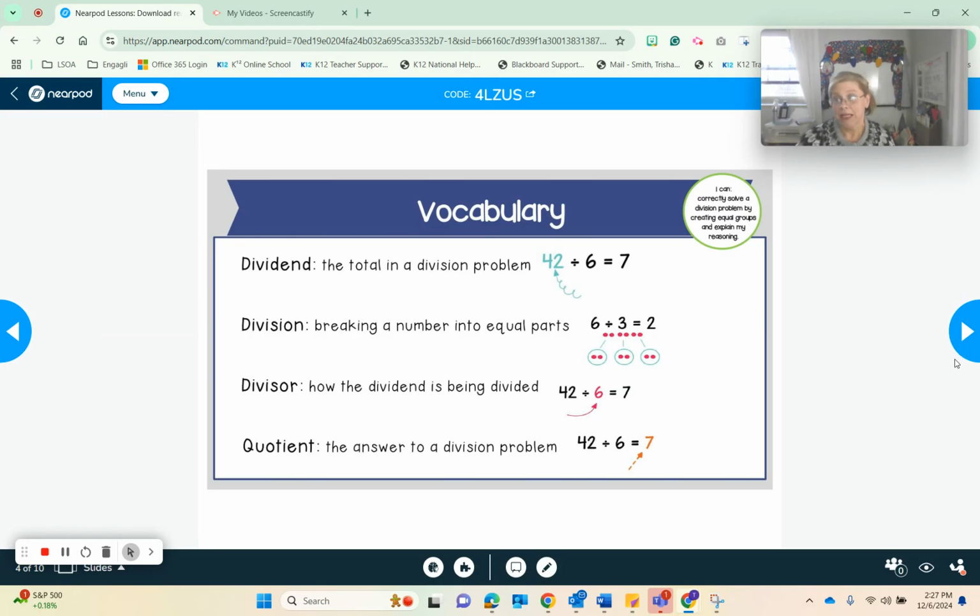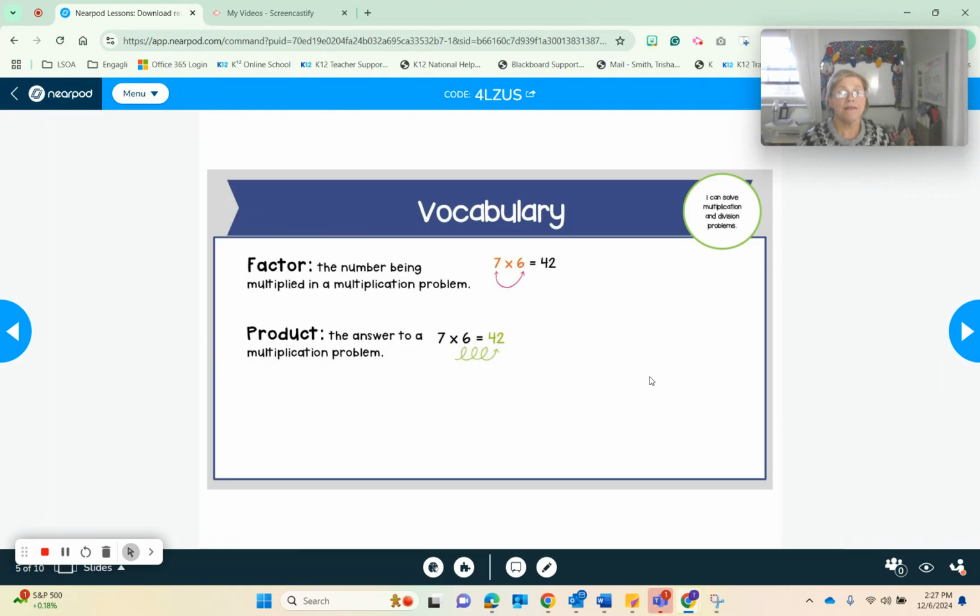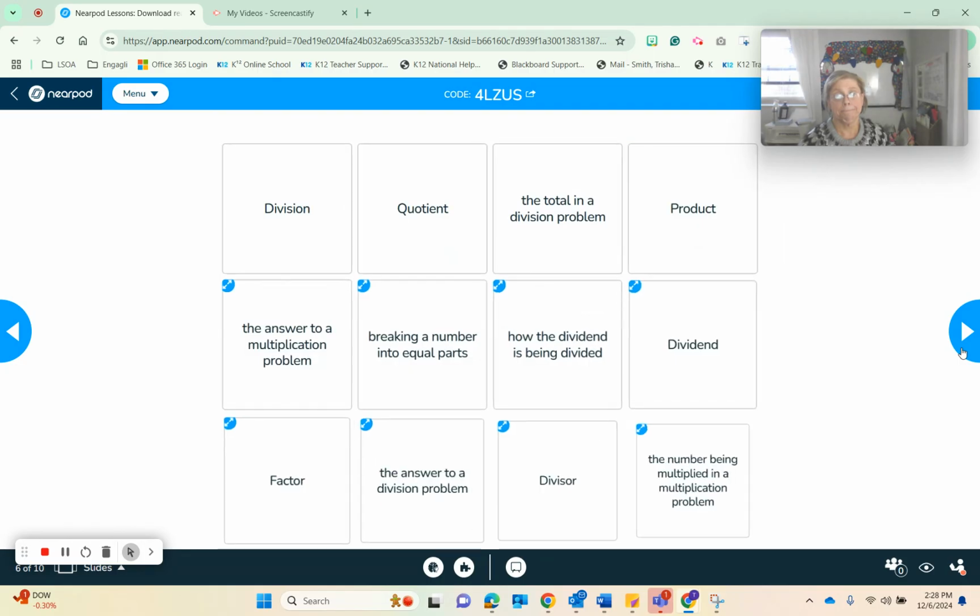We have some vocabulary words we need to quickly go over. First, dividend, the total amount in a division problem. Division is simply breaking down a number into equal parts or groups. Divisor, how the dividend is being divided or broken apart. And quotient, the answer to a division problem. Factor, the number being multiplied in a multiplication problem. And product, the answer to a multiplication problem.